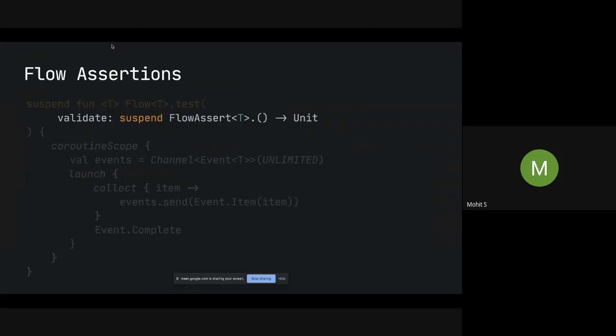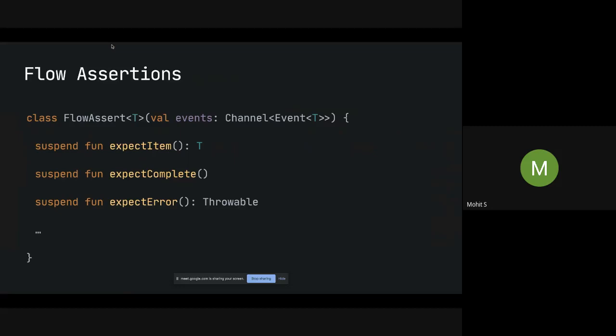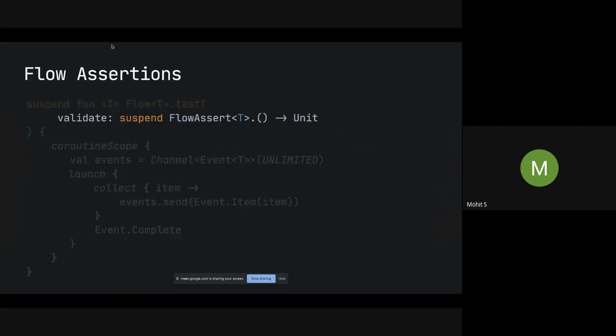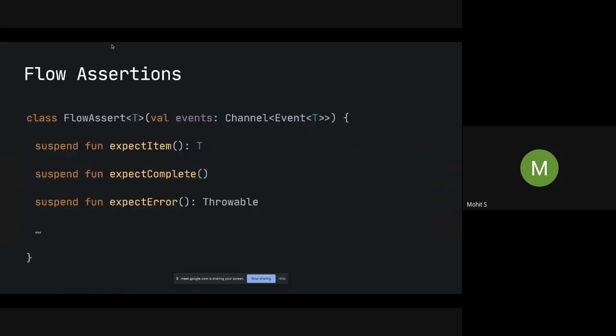When you look at the signature of the param, you can see the receiver is FlowAssert. The purpose of adding the receiver is that it gives you a really DSL-like API. And what is the FlowAssert class? That class gets instantiated right here, at the bottom of this code. It's given this events channel, and it provides you with these methods to query everything that's been added to that channel.